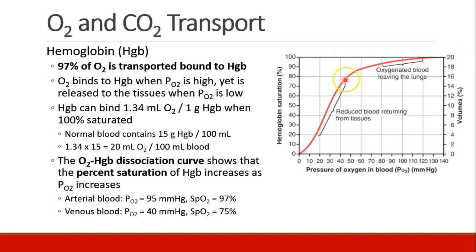As the partial pressure starts to drop, because we get into the tissues, the PO2 drops, and as that happens, the hemoglobin starts to desaturate. The hemoglobin releases oxygen so that it can be transported to tissues. By the time we get to a PO2 of 40, we can see that the saturation of hemoglobin is only 75%.